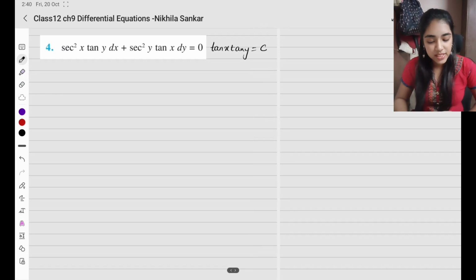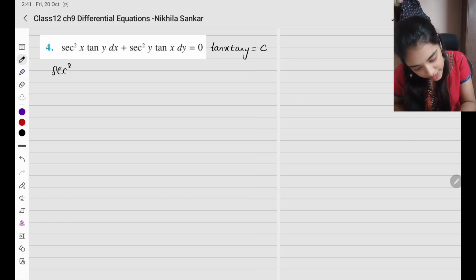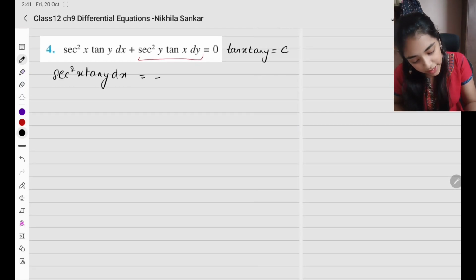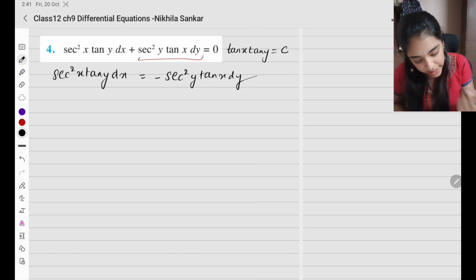Question number 4. Secant square x tan y dx, secant square y tan x dy. Okay, so x tan, y tan I'll take. I have secant square x tan y dx equals, I'll take the whole term to the right hand side. So what do I have? I'll have minus secant square y tan x dy, taking x to one side and y to the other side.